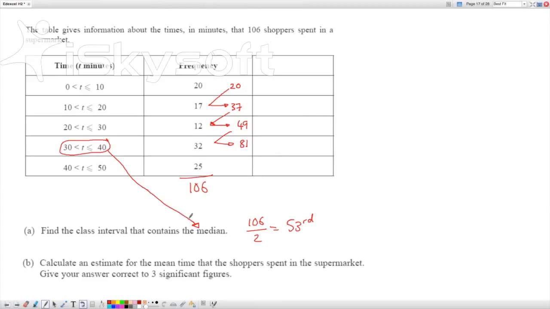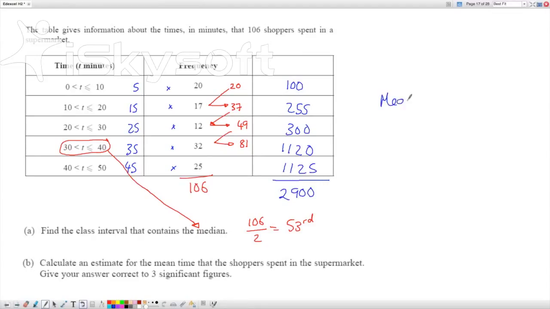We're then asked to estimate the mean. Give our answer correct to 3 significant figures. We don't know this, so we're going to have to take the midpoint. Looking halfway between 0 and 10, we have 5, 15, 25, 35 and 45. Multiplying each of our midpoints with our frequency, the column is here ready for us, we have 100, 255, 300, 1120 and 1125. Adding up our total here, we have 2,900.